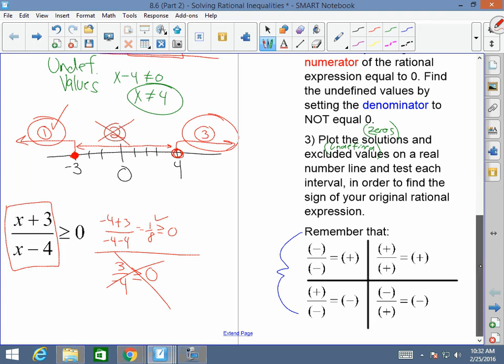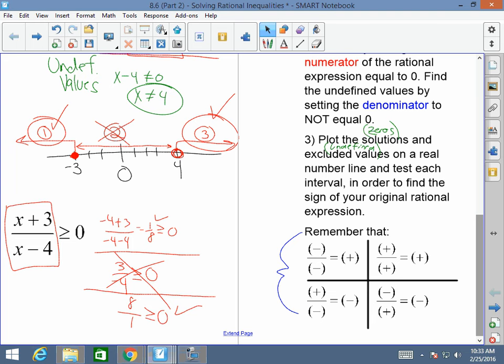So what's a value greater than 4? Because I cannot use 4. 5. Okay, 5 plus 3 is 8. 5 minus 4 is 1. Is 8 greater than or equal to 0? So it works. Go ahead and write that down now, and then I'm going to show you how to write your answer in. Remember interval notation, guys?